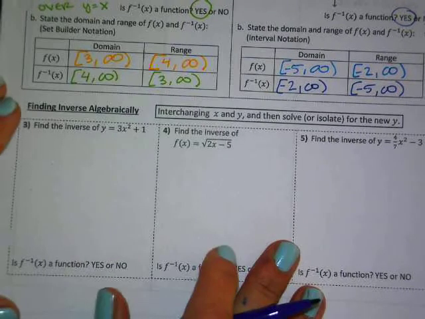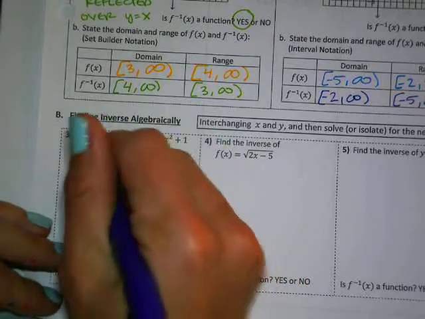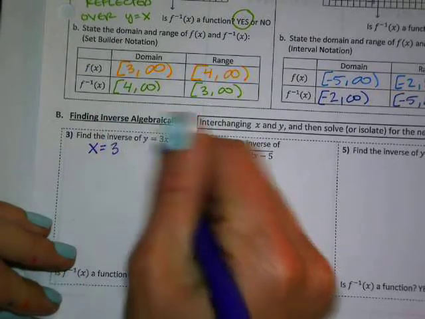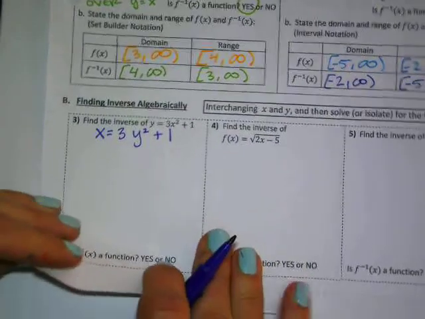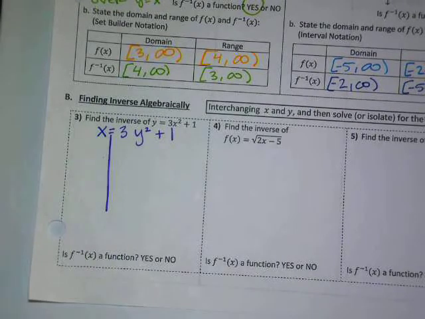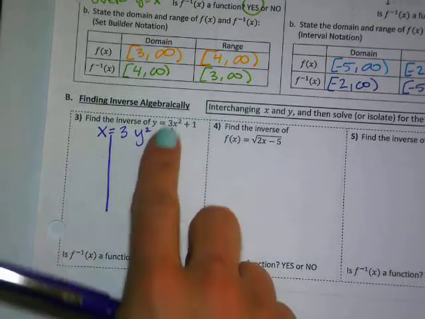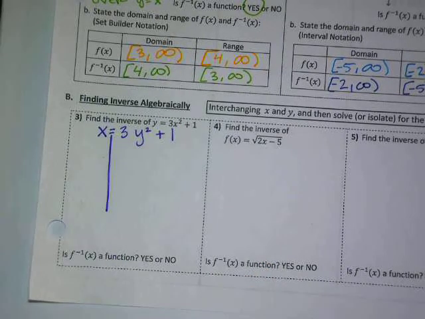So on number 3, you're going to make that y an x. You're going to make that x a y. And now we're going to solve for y. So we're going to move all of this stuff over here with the y over to the other side, so y is by itself.